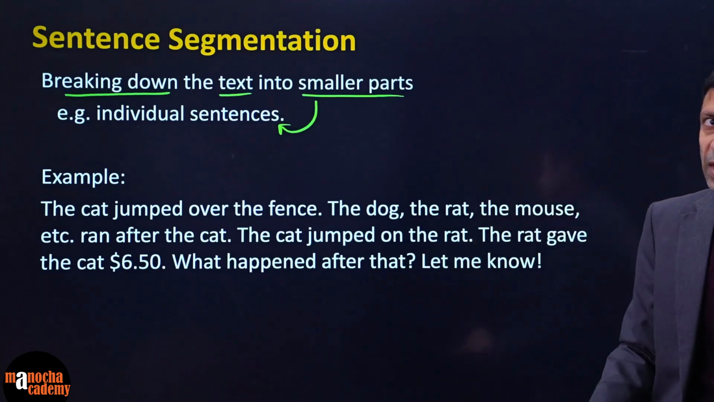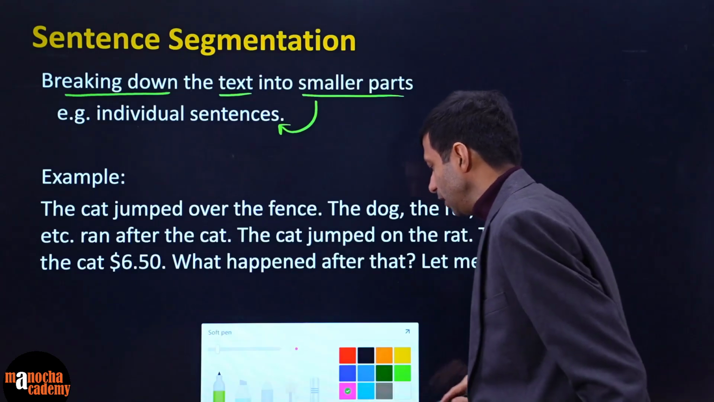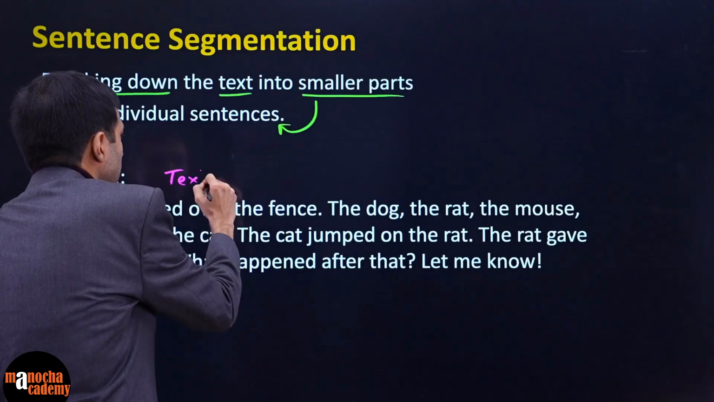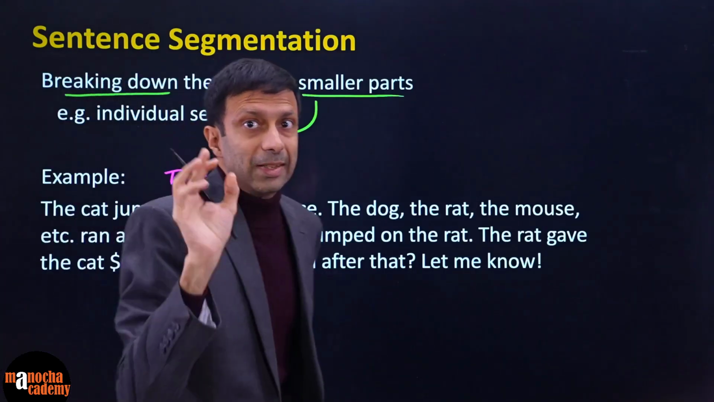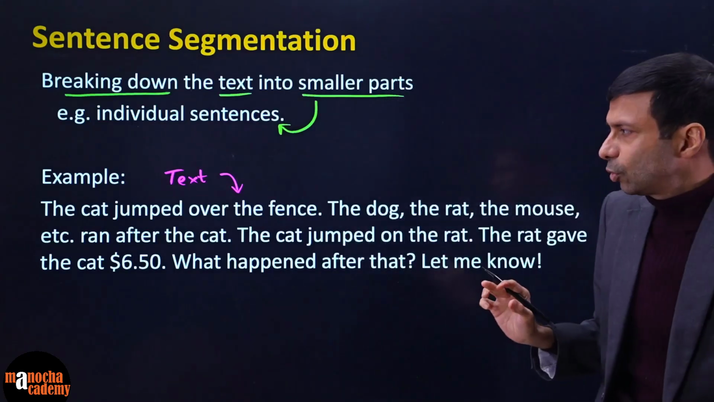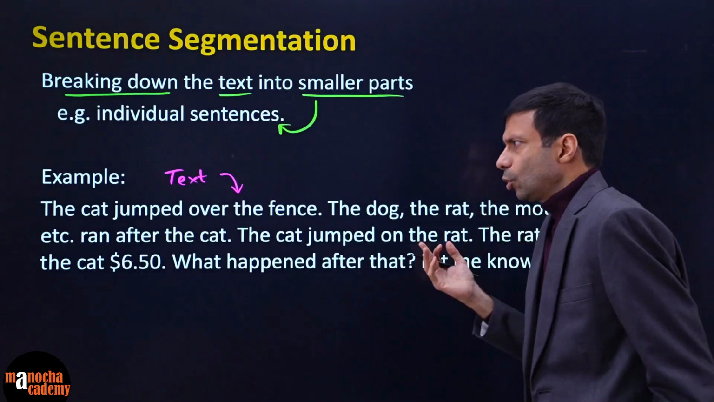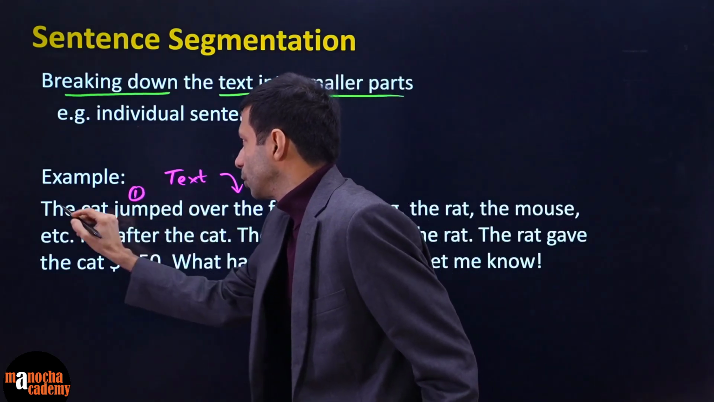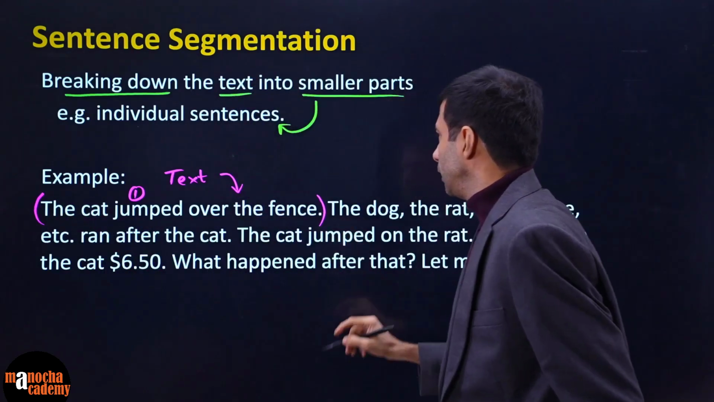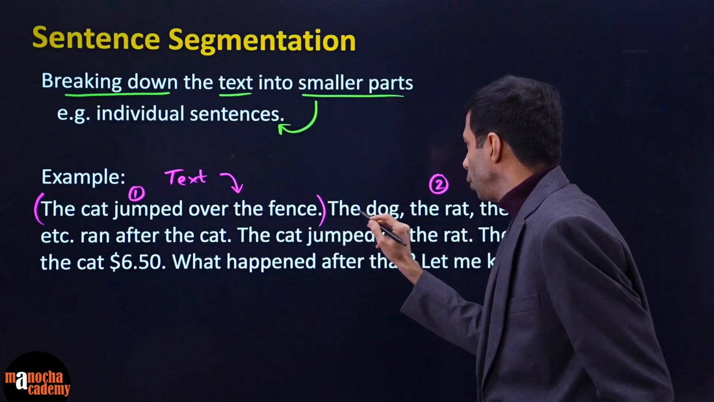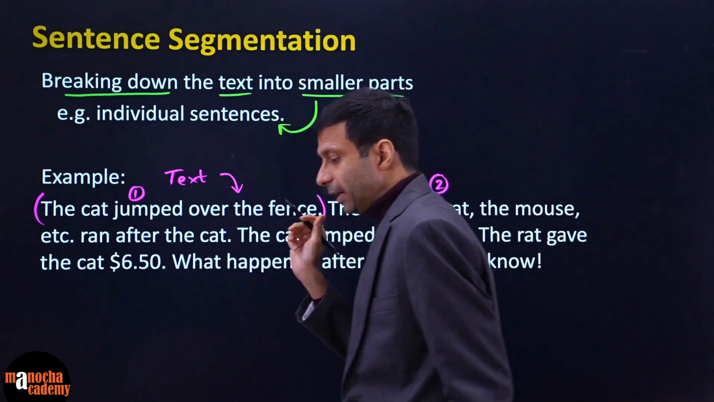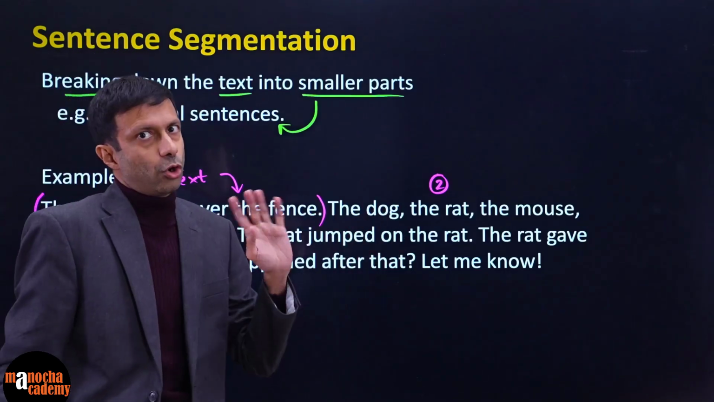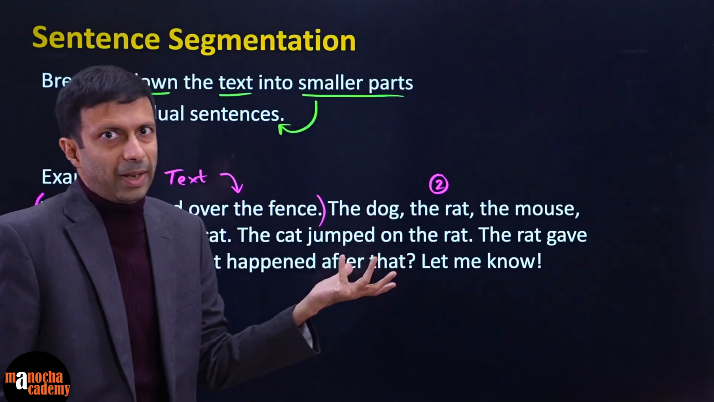So you can see this is a bunch of text, and our first job is to break it down into segments, into individual sentences. Can you tell me how many sentences there are? You'd say that's very easy. The cat jumped over the fence. This is the first sentence, segment number 1. Then you can say the dog, the rat. Should I break it down by full stop or comma? Should I break it down with the comma? No, full stop, because the dog, the rat won't make correct sentences.